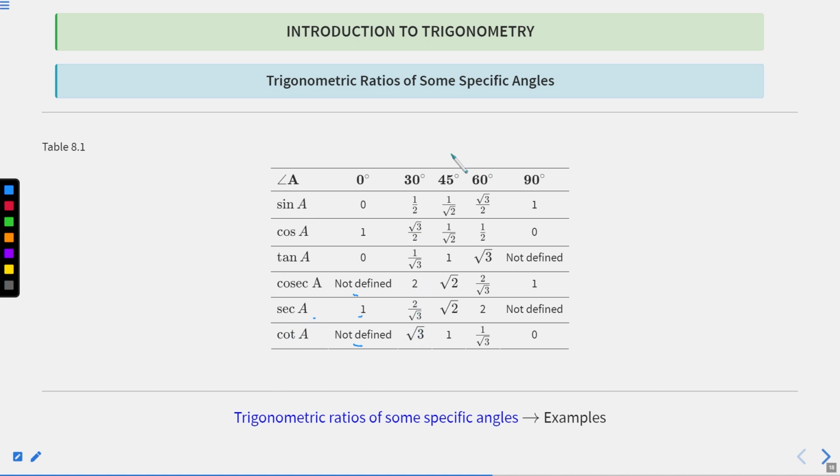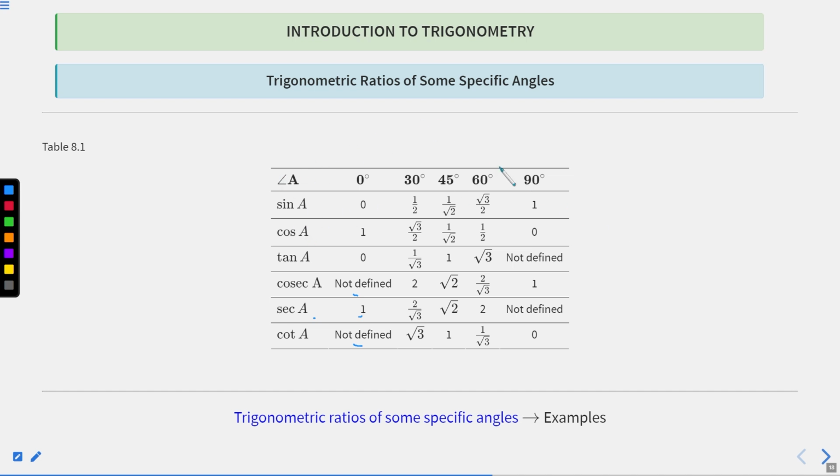Okay, and when angle A is equal to 45 degree, then sin A is equal to 1 by root 2, cos A is also equal to 1 by root 2. Okay, and tan A is equal to 1, cosec A is equal to root 2, sec A is equal to root 2 and cot A is equal to 1. So at 45 degree, the values of sin A and cos A are equal.